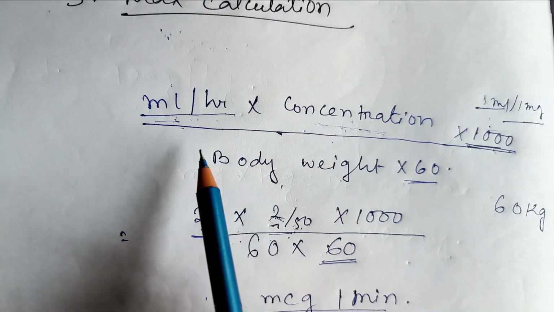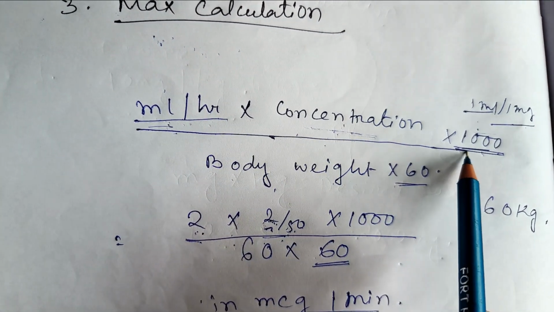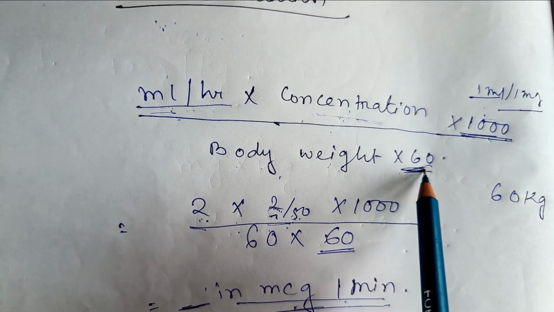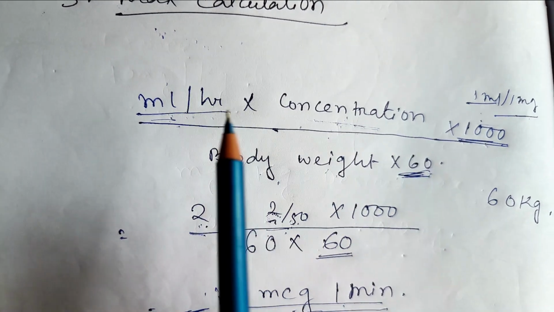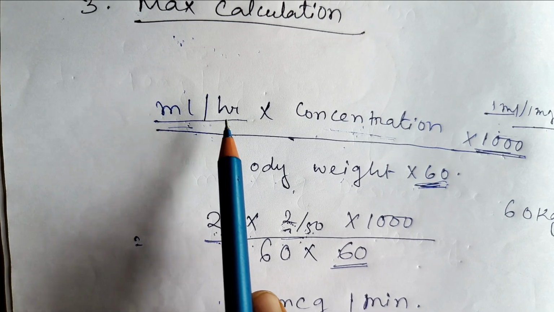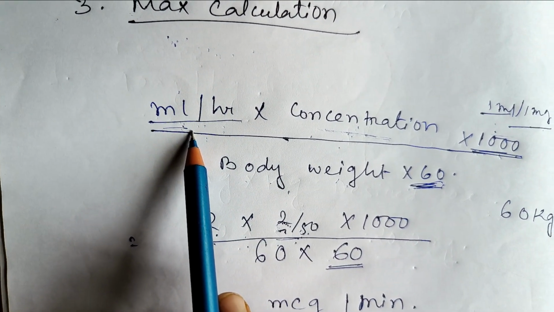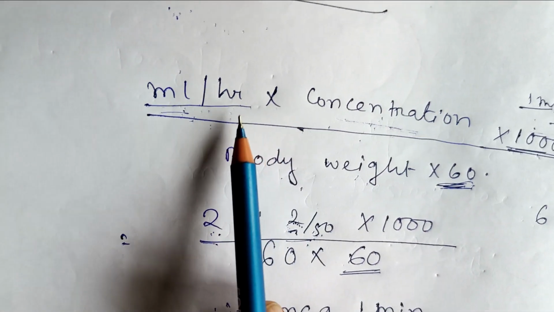The formula is ml per hour into concentration into 1000 divided by body weight into 60. 60 is the constant for adult drop factor. So ml per hour means what is prescribed by the doctor, that is needed for the patient hourly, given by the infusion pump or the syringe pump.